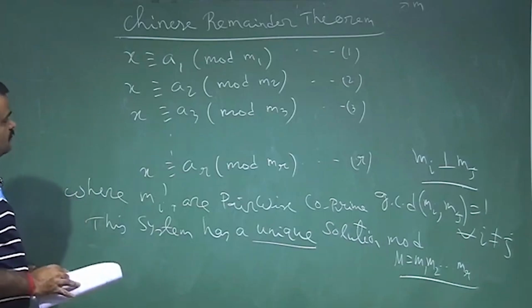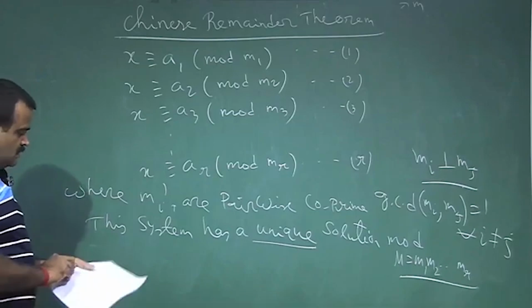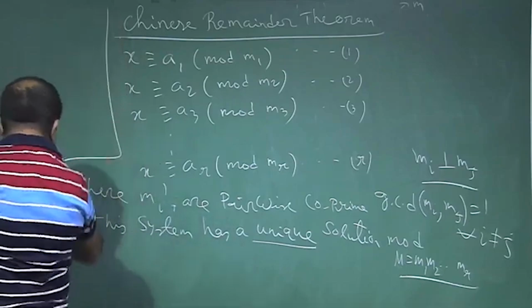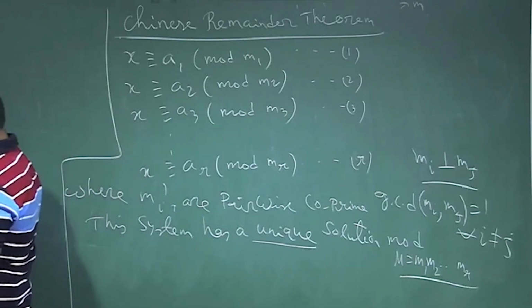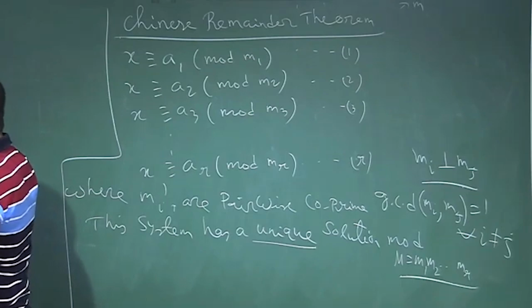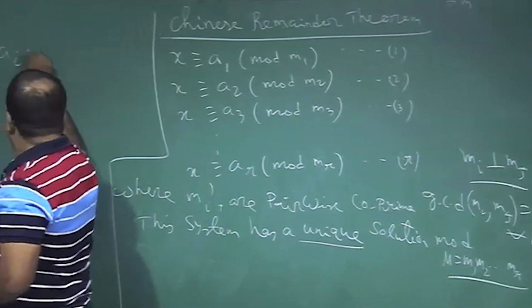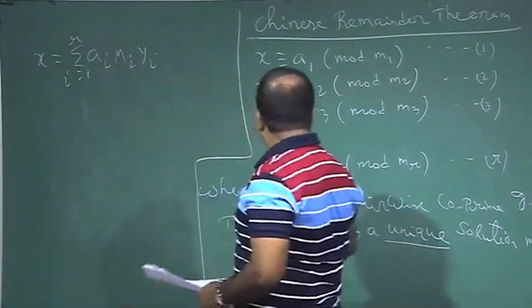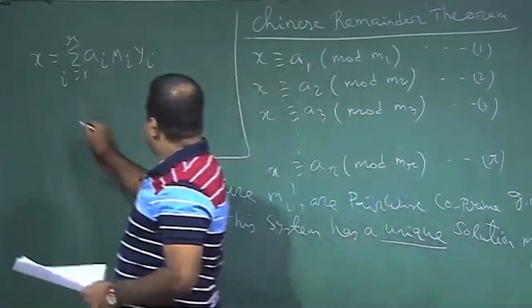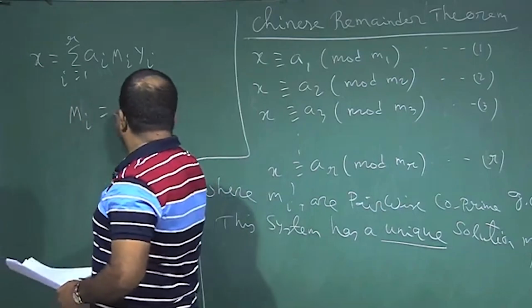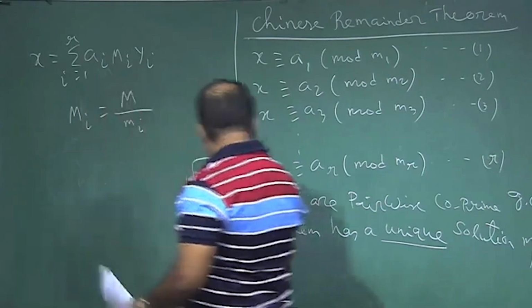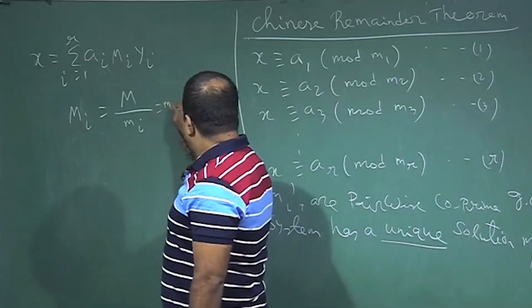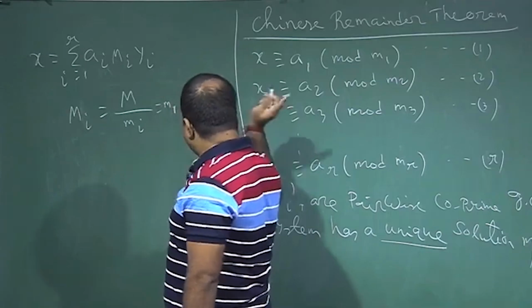So now the question is, what is the form of that solution? We will just write the form of this solution. The unique solution is basically x equal to the summation of ai Mi yi, i equal to 1 to r. So ai we know, and what is Mi? Mi is basically capital M divided by small mi. Basically in this product the mi is missing, so this is the product of all the other numbers.